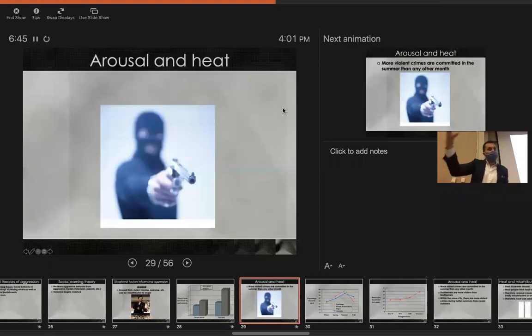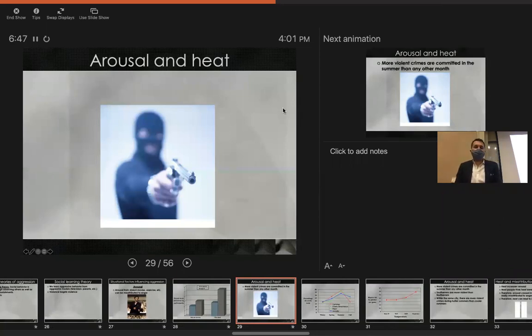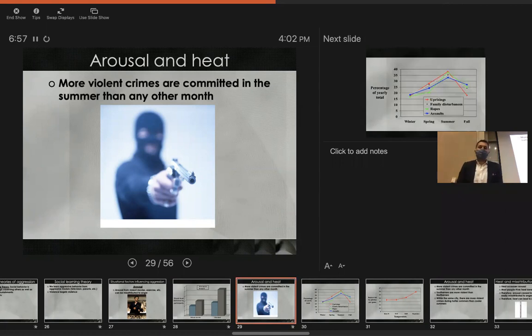In fact, we can also use this concept of misattribution of arousal to explain the relationship between aggression and heat. And so we know from a number of sources that there is this link between aggression and heat. I'll give you a couple examples of this, but one is that there are more violent crimes committed in the summer than in any other month. Obviously, it's hotter in the summer than in other seasons, and so that would be consistent with the idea that there's a link between temperature and aggression.